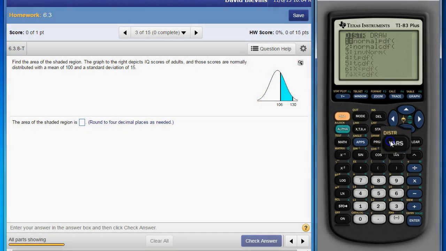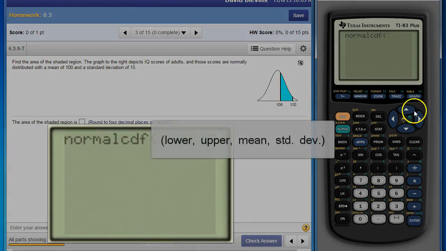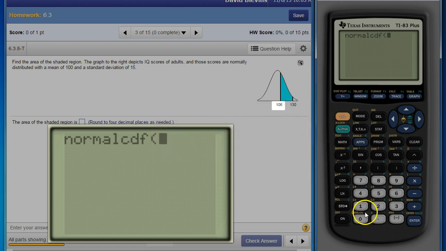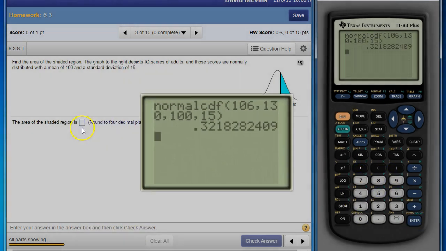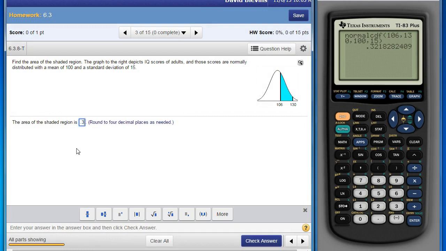So second var's normal CDF, its job is to take in a lower number, an upper number, the mean and the standard deviation, and tell you the area between the lower number and upper number in that normal curve. So our lower number here is 106, our upper number is 130, our mean is 100, and our standard deviation is 15, and then hit enter, and then there's our answer. The area of the shaded region is 0.3218.